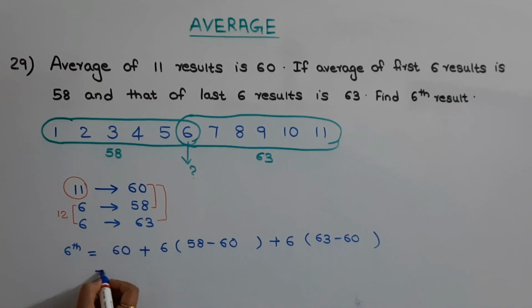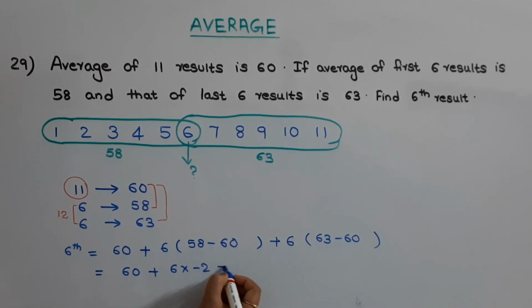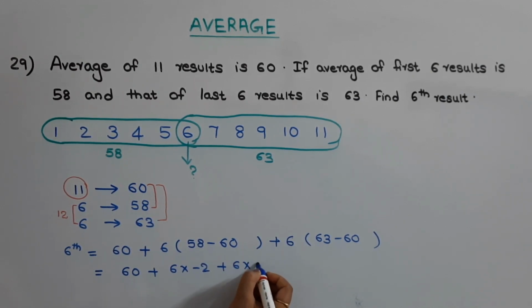Now on solving this, you will get the value of the 6th result. This will be equal to 60 plus 6 into minus 2 plus 6 into 3. On solving this, you will get 66. So the value of the 6th result will be equal to 66. So this is the answer.